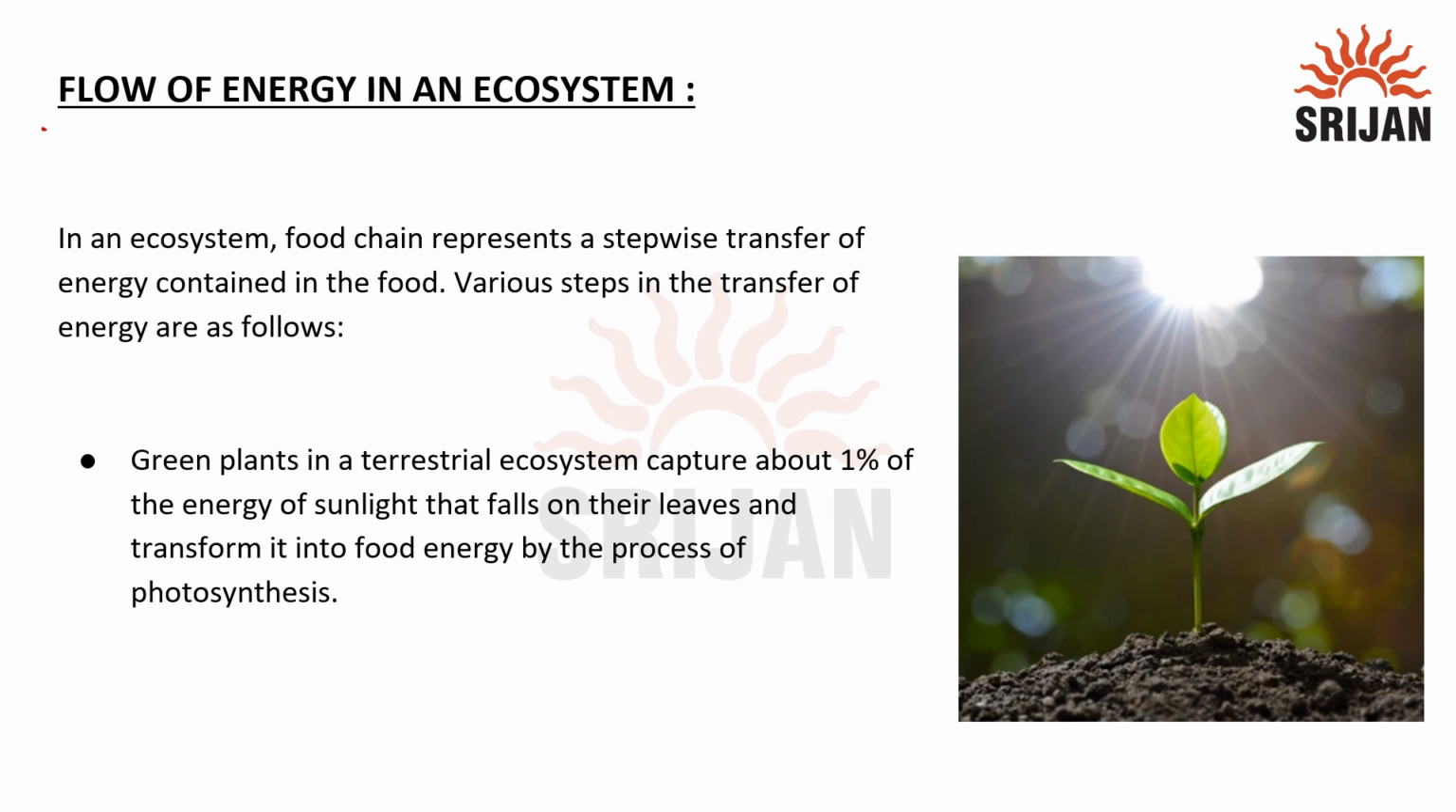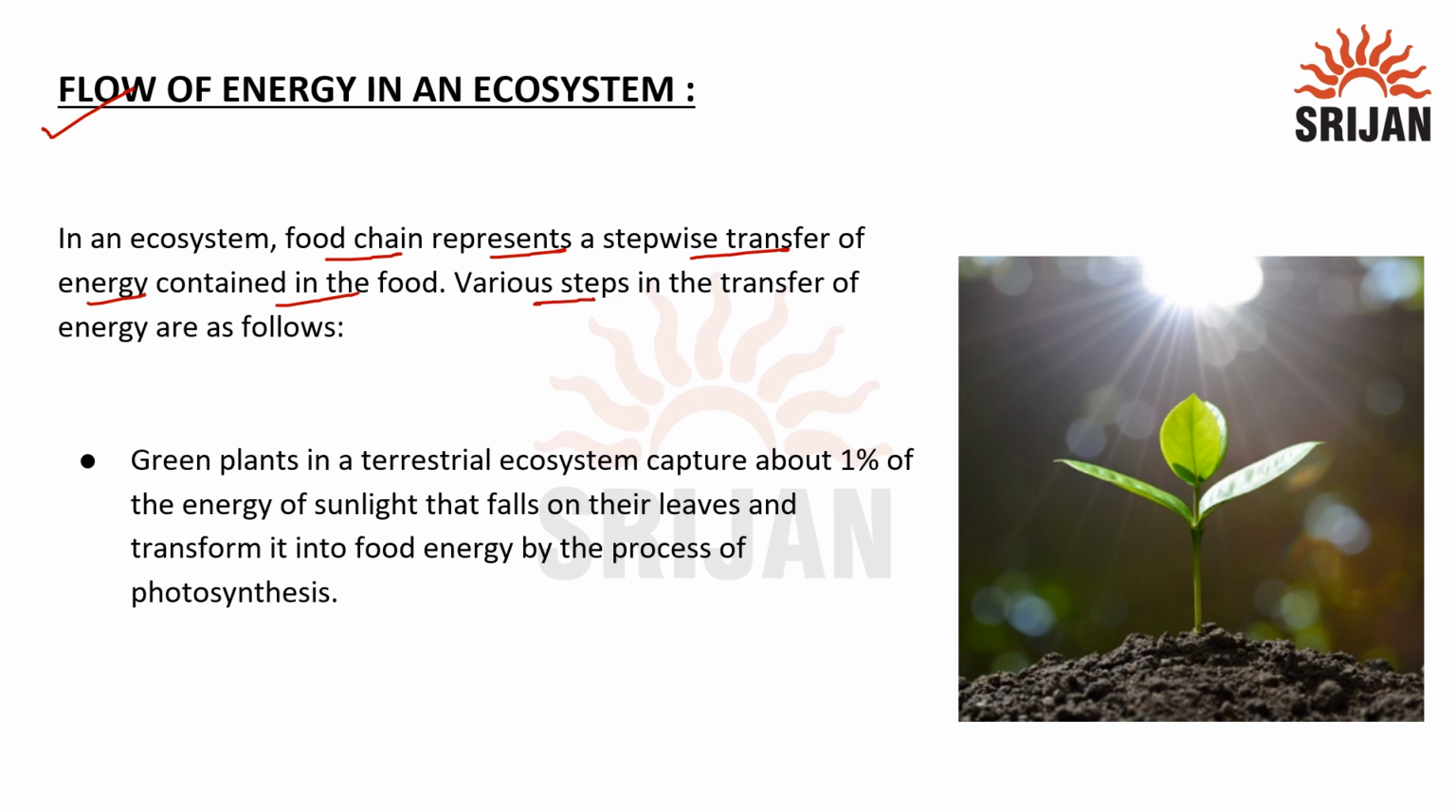Flow of energy in an ecosystem. The sun is the ultimate source of energy, and this energy is required for the sustenance of the ecosystem. In an ecosystem, the food chain represents a stepwise transfer of energy contained in the food, and there are various steps in the transfer of energy.